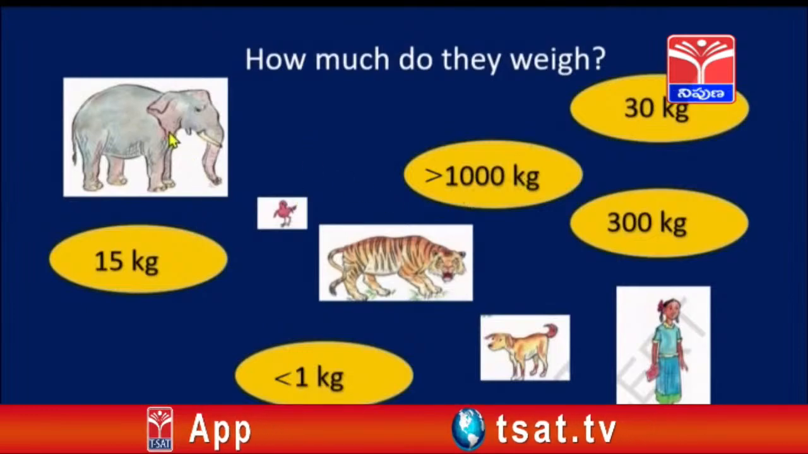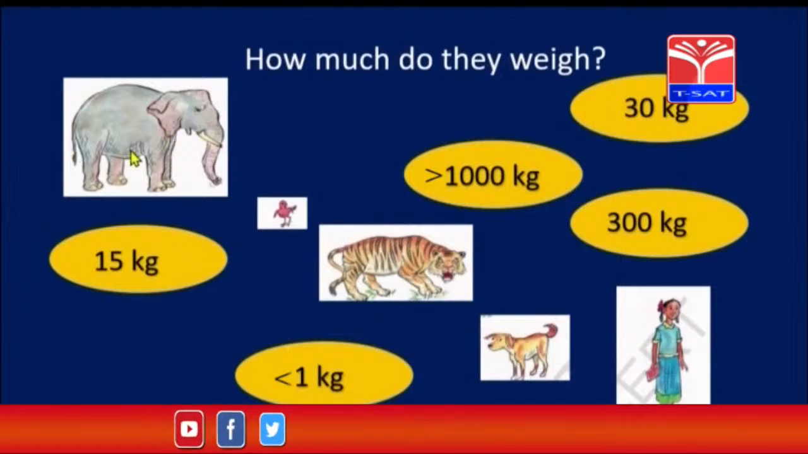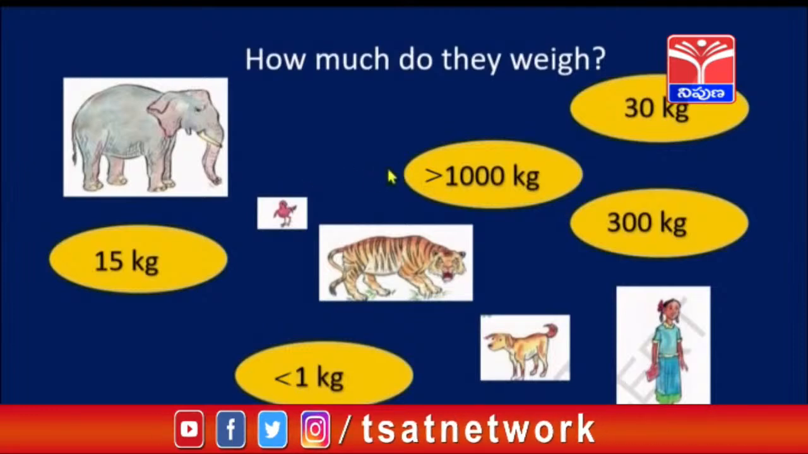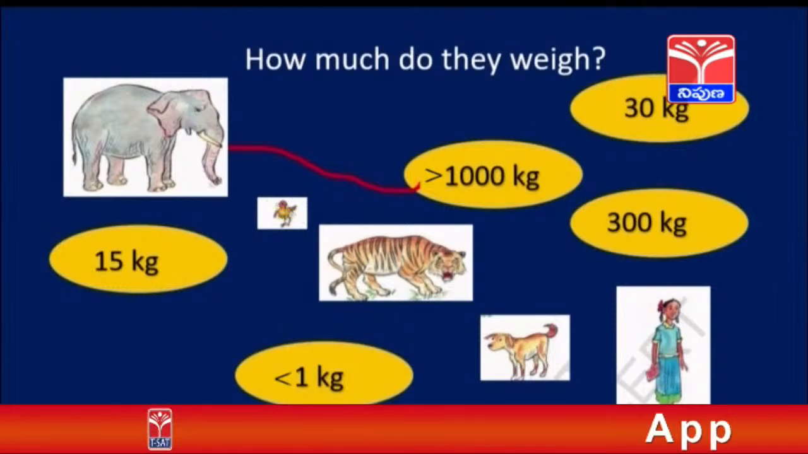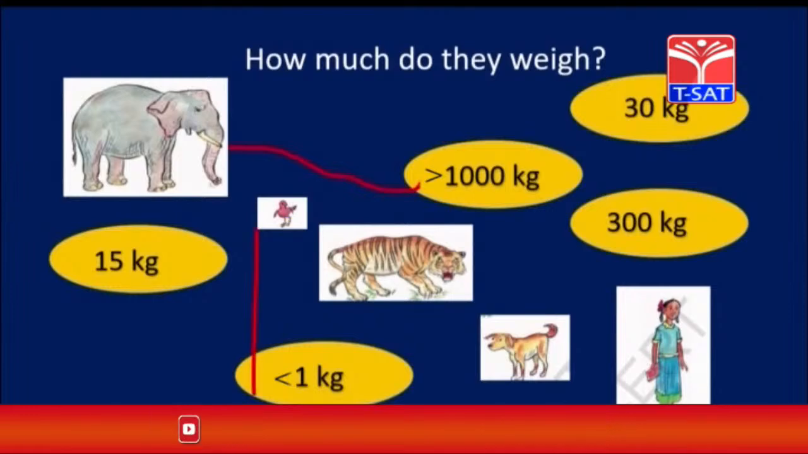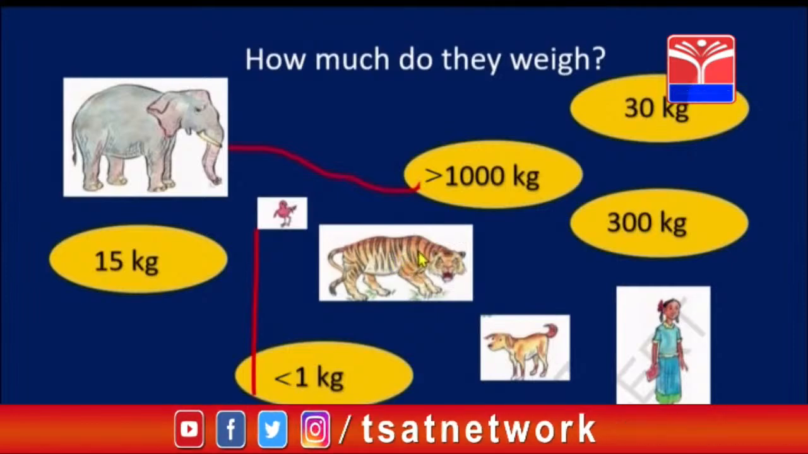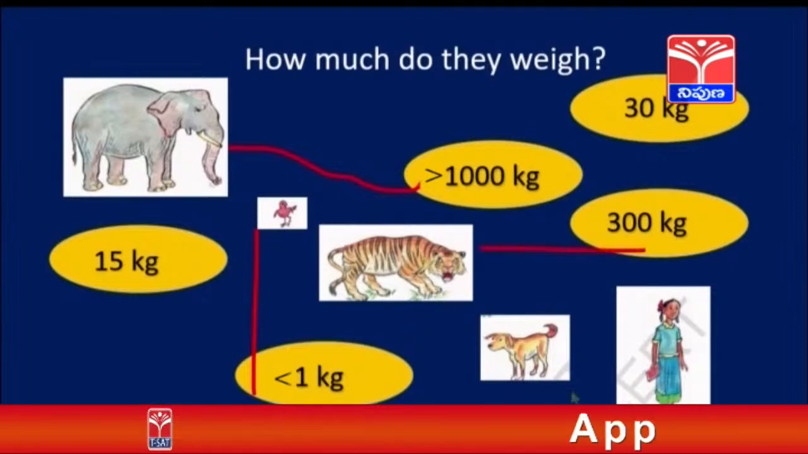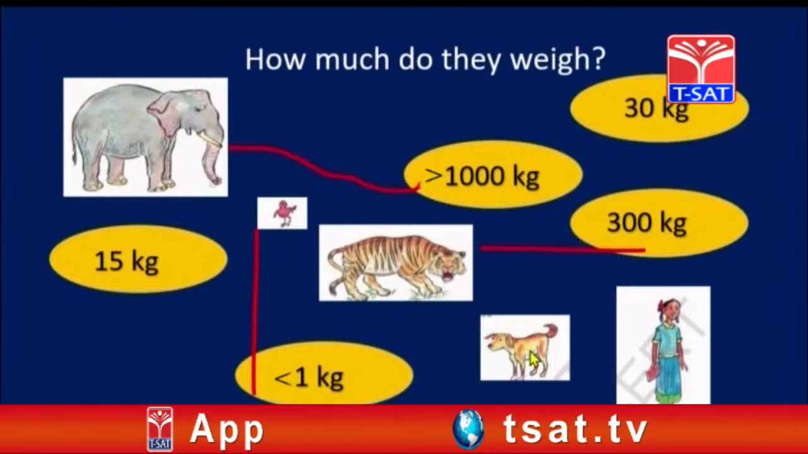Children, look at this elephant. We all know that elephant is the heaviest of all the animals. Its weight will be more than 1000 kilograms. Yes, the next bird. This bird is very little. Children, most of the birds weigh below 1 kilogram only. Now coming to the tiger. Tiger is also a very big animal, but not as big as an elephant. Thus, its weight may be around 300 kilograms. Now, coming to a dog, you all know that it may weigh around 15 kgs.